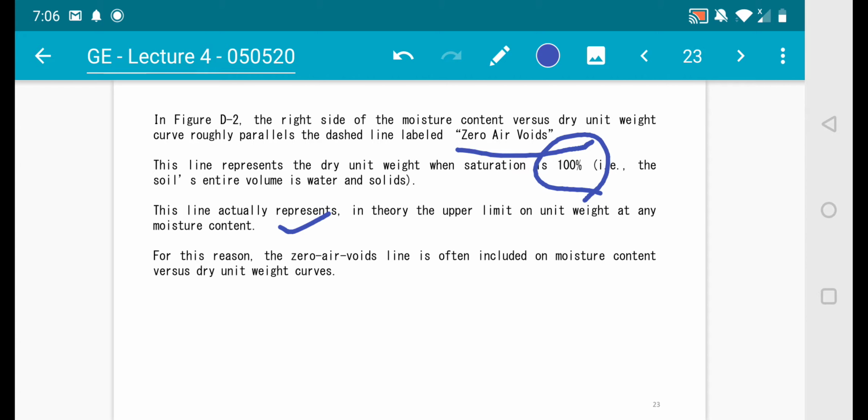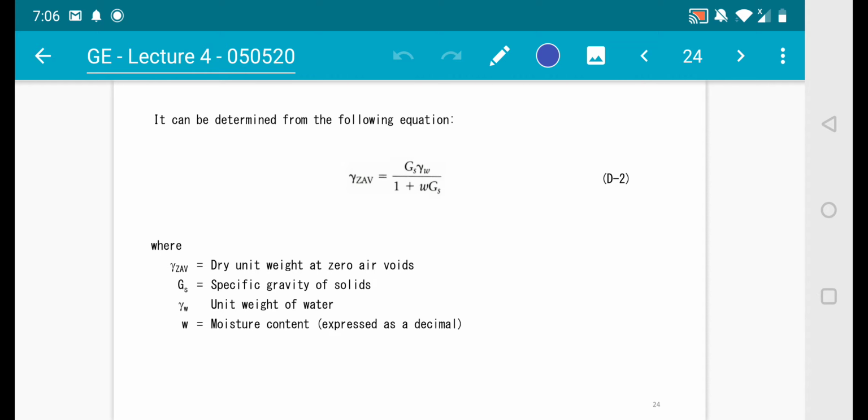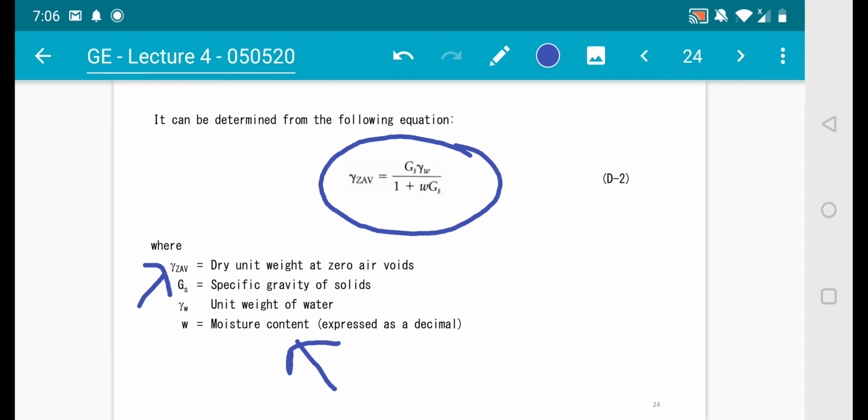For this reason, the zero air voids line is often included on moisture content versus dry unit weight curves. And it can be determined from this equation. So you have dry unit weight at zero air voids, you're going to plot it with your moisture content to get the line.